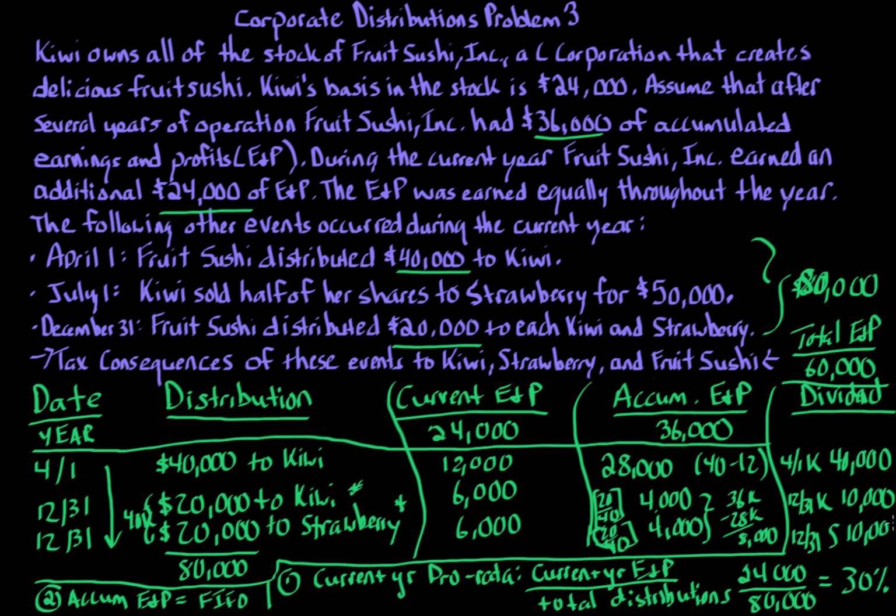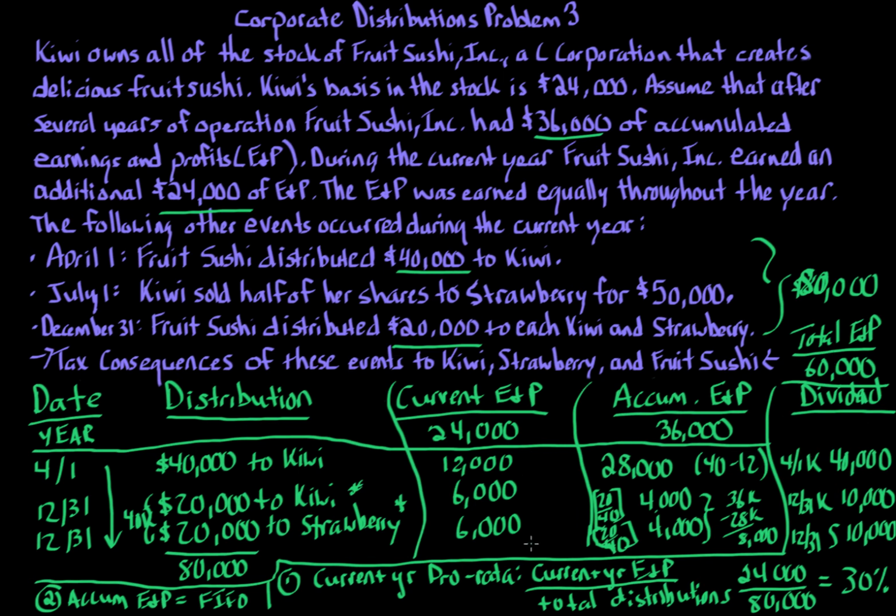10,000 here. And the way to check your work is that we have a total of 60,000 of total E&P to allocate. 40 plus 10 plus 10 is 60. So we've allocated properly all 60,000. And a way to check our work is that, regarding distributions, 80,000 equals 80,000, and then E&P, 60,000 equals 60,000. Boom, we've done this properly.